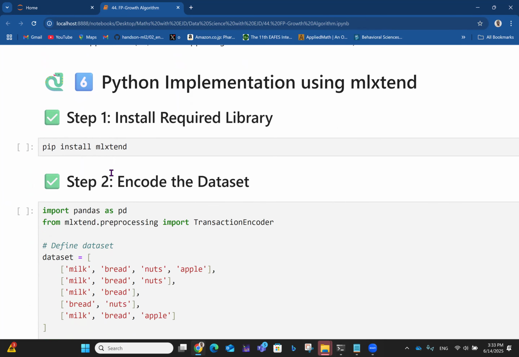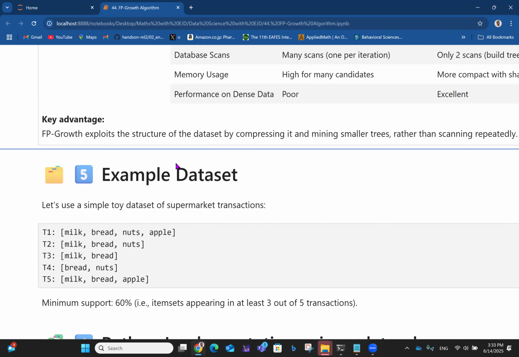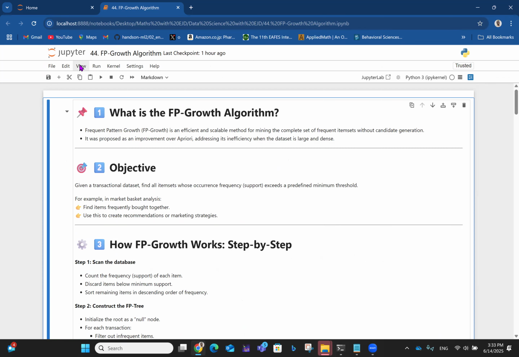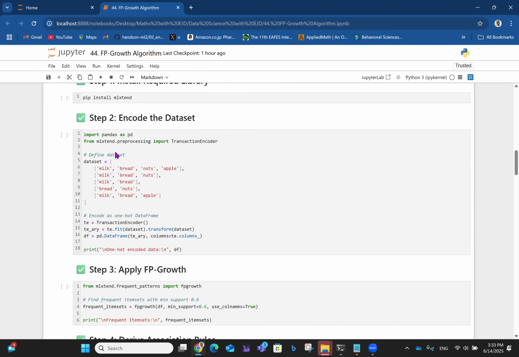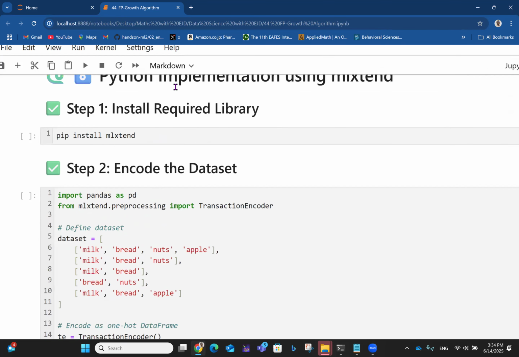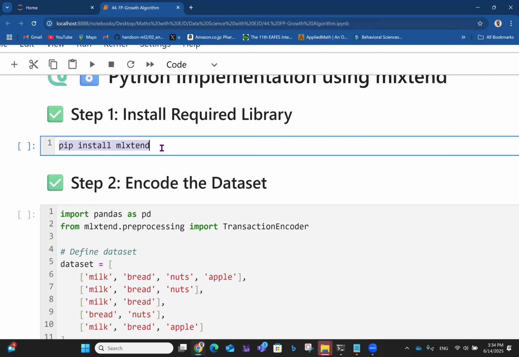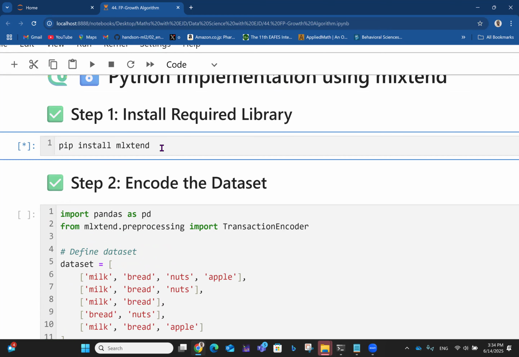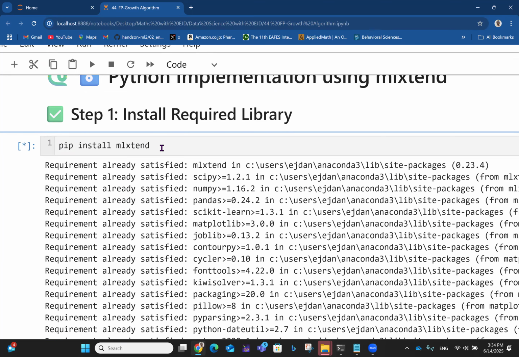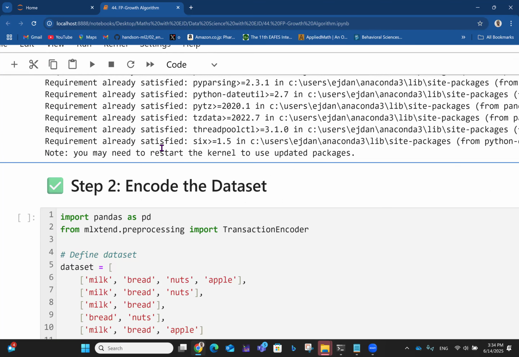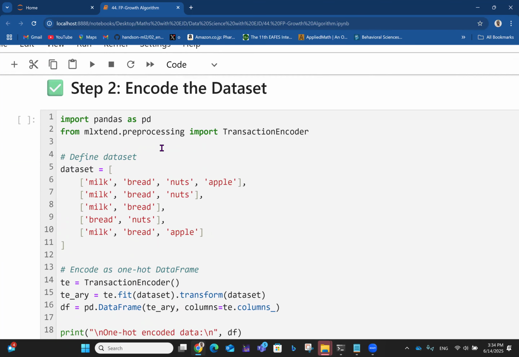So let's do a Python implementation using MLxtend. Of course, you want to install the required library. We've done that in previous situations, but if this is the first video you're seeing, you may want to run it if you've not run this before. I already have it installed. In your case, it may take a bit longer if you have not done it before.